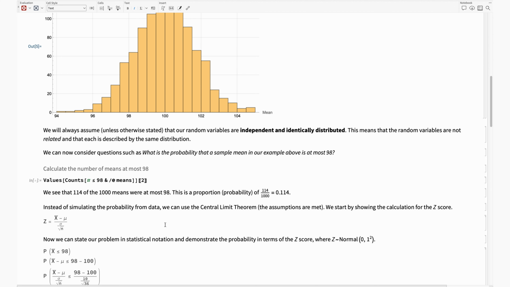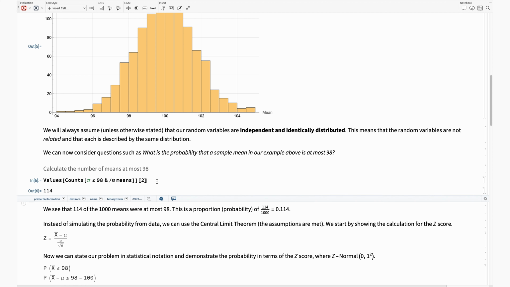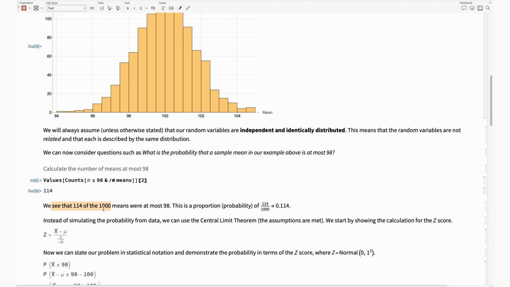And that's what I do with the software here. I'm just going to calculate the number of these 1000 means that were at most 98. And if I run that code, I see it was 114. So what we see is that 114 of these 1000 means were at most 98. That's a proportion of 114 over 1000, or about 0.114, about 11.4%.